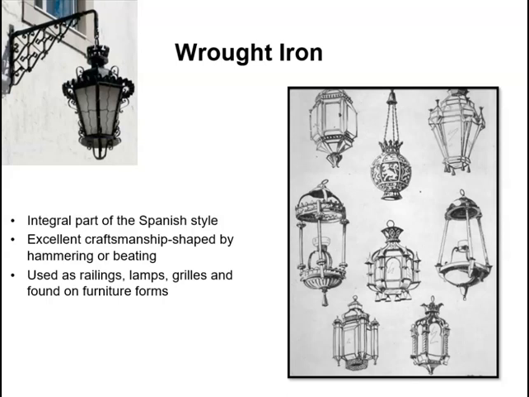We see it on railings, lamps, grills, so we could see it on the front of a fireplace, and then we could also see it applied to many furniture forms. So that ends our lecture on Spanish Renaissance. Make sure that you take a lot of time with the Spanish Renaissance style to understand the key characteristics of the style, but also that you understand and can use the Spanish terminology to identify those key characteristics and furniture forms.